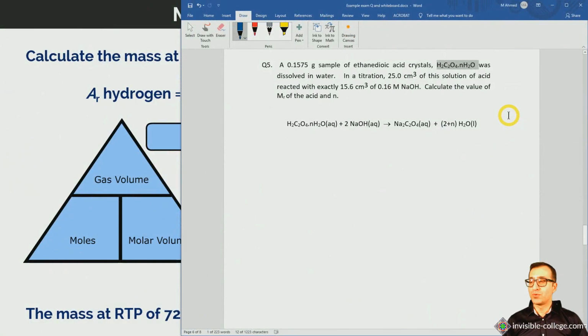All right, so let's walk through how we go about this. Once again, we start with the balanced symbol equation, which gives us the molar ratio of the substances in question. The substances in question are ethane dioic acid and sodium hydroxide, so we're only concerned with these two. The molar ratio is 1 to 2. So that's our first step.